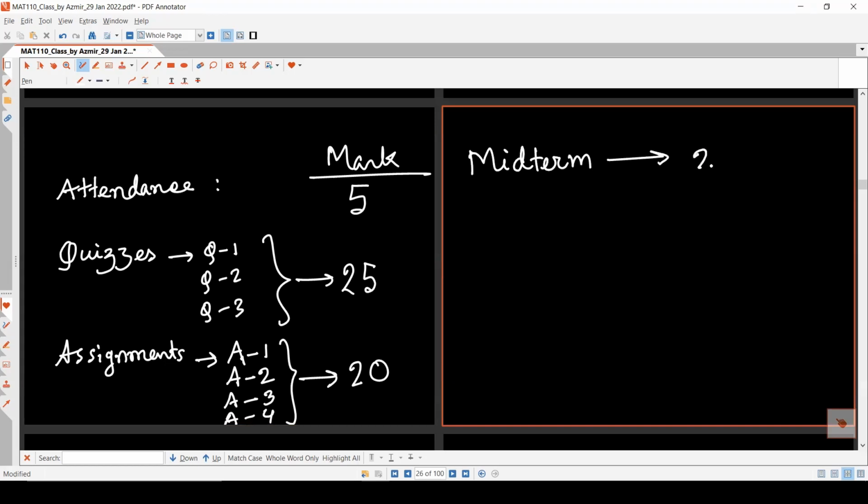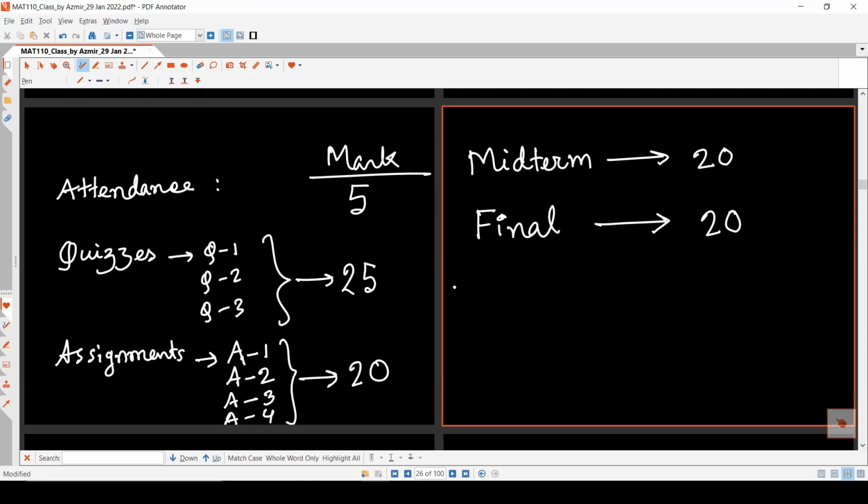So in midterm, the mark distribution will be 20. And then we have finally the last evaluation process, which is known as final exam. In final exam, the mark distribution is 20. That is, total mark will be 20.